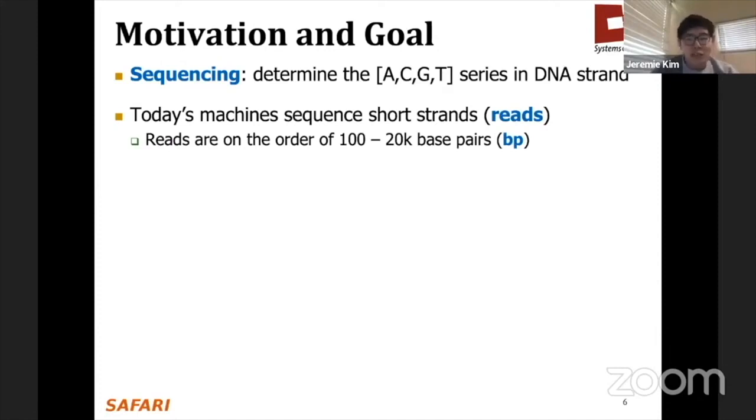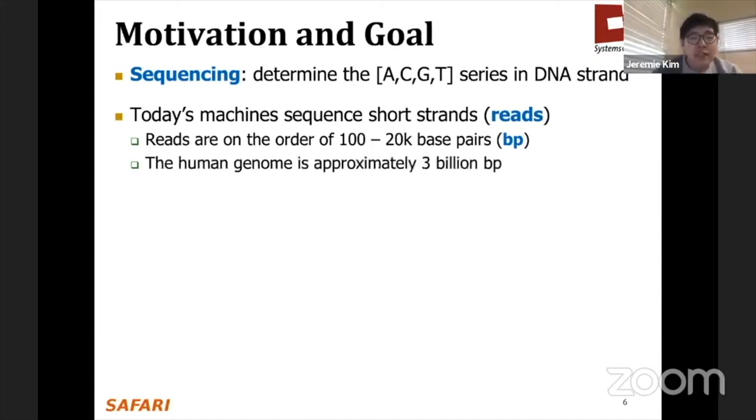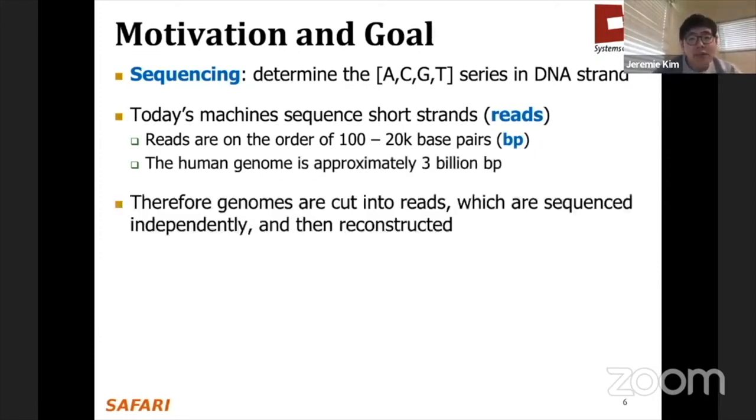As a general rule of thumb, sequencers that result in larger reads are more expensive and produce more erroneous reads, whereas the ones that produce shorter reads are cheaper and are more accurate. And so that's why we're focusing on these shorter reads in our paper. And the human genome is approximately 3 billion base pairs. Therefore, the genomes must be cut into reads, which are sequenced independently and then reconstructed.